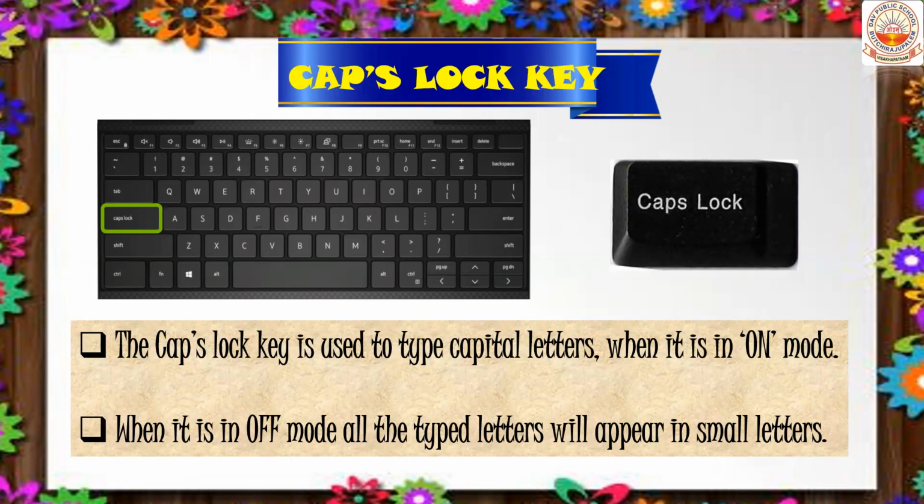So when the caps lock key is in off mode, the letters typed will appear in small letters. So when the caps lock key is on, the letters, whatever letters you type, it will be in capital letters. And when the caps lock key is off, the typed letters will appear in small letters. Okay, children. So now let us see how to switch on and switch off the caps lock key.